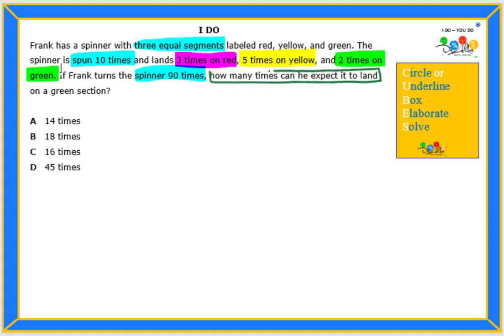So we make sure to circle, underline, or highlight our important information. And then we want to box in our question. How many times can he expect to land on a green section? So now we're going to elaborate. We're going to make a table with the information that has been given to us.